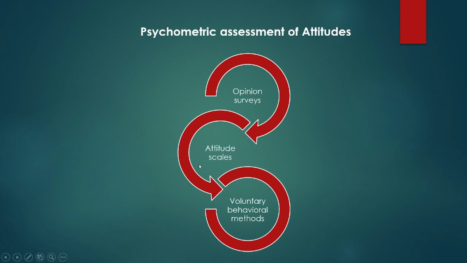Then coming to the attitude scales, here what happens? Generally the total score indicates the direction and intensity of the individual's experience. Finally, voluntary behavioral methods. Here physiological measures like the size of the pupil of the eye indicate arousal to measure the attitude. Recently, electromyography recordings from the major facial muscles have also been used to measure attitude, and it is successfully established.